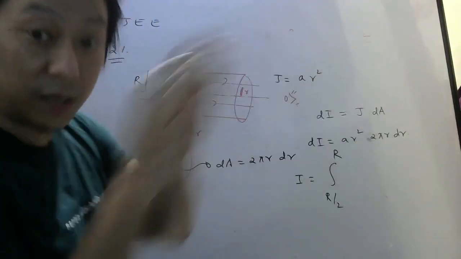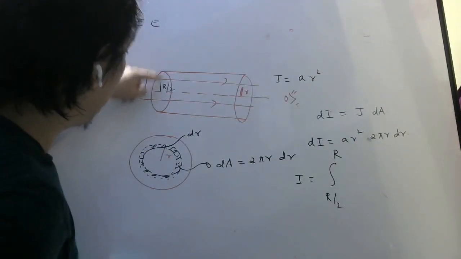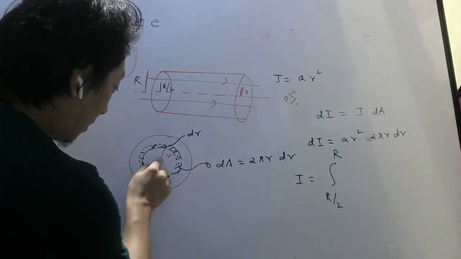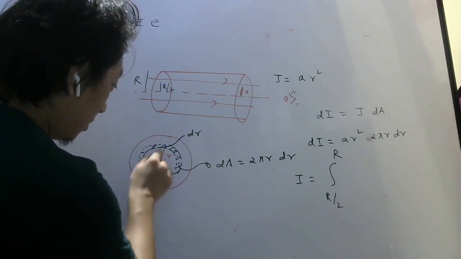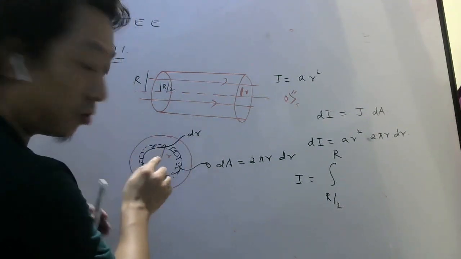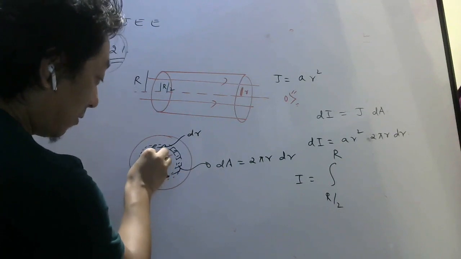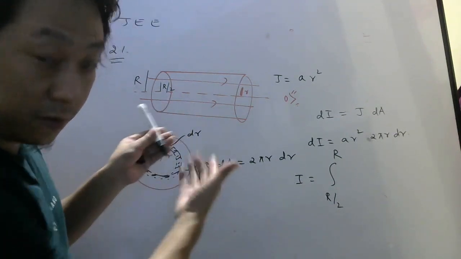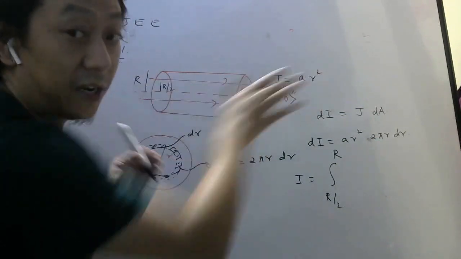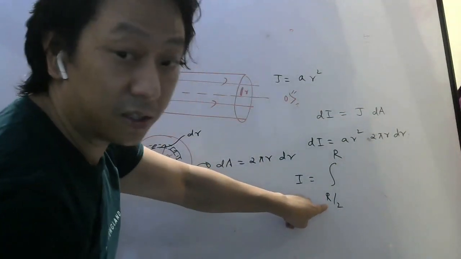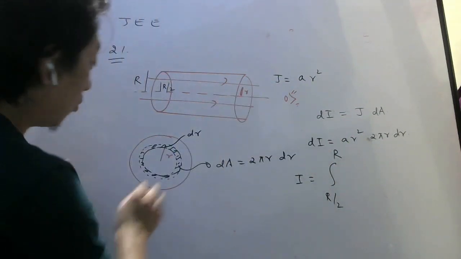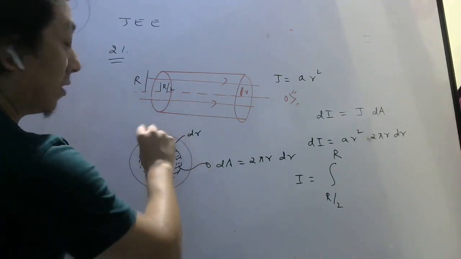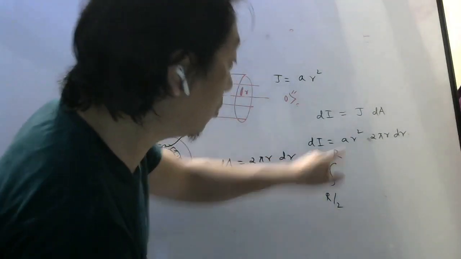If they want the total current, then what will you do? You have to integrate from 0 to R. First find the current through this ring, then through this ring, then through this ring, right? You cover the whole disk starting from this ring till you reach this ring. So if they want the total current coming through the disk, through the cylinder, then you integrate from 0 to R. But here they only want between R by 2 to R, meaning in this much portion only. So you have to integrate from R by 2 to R.